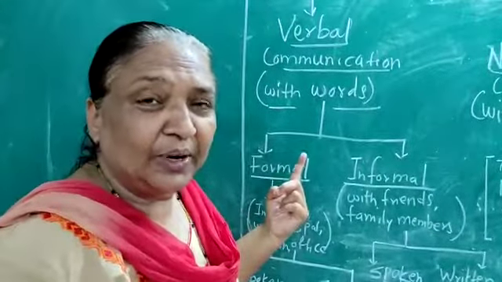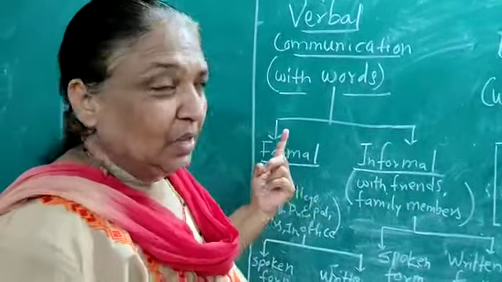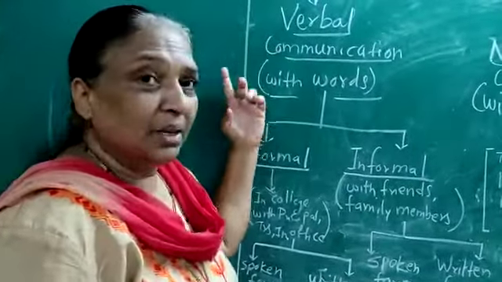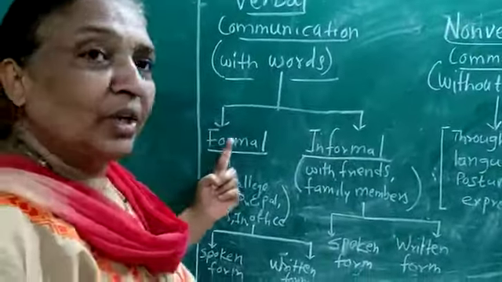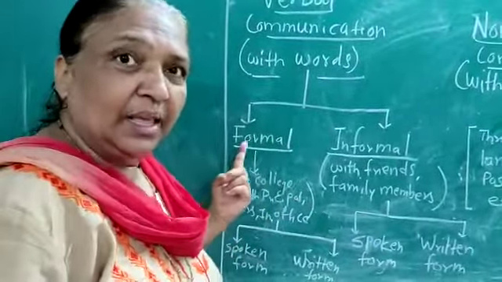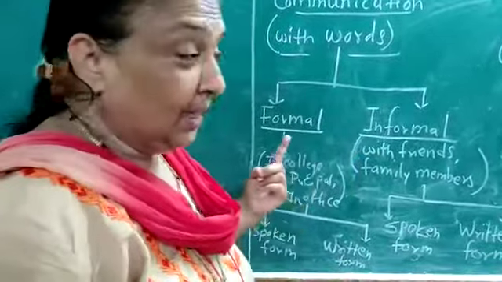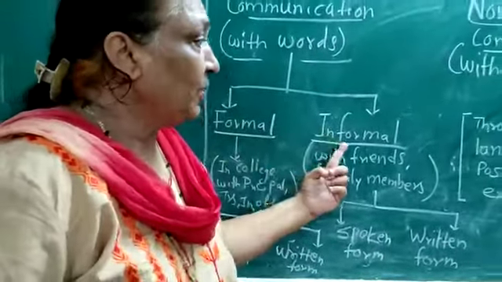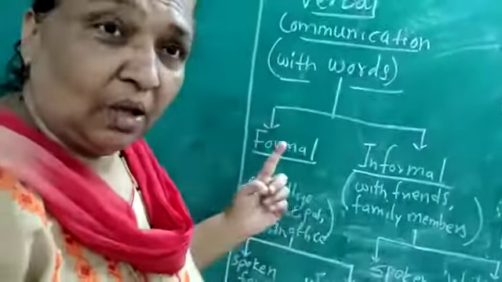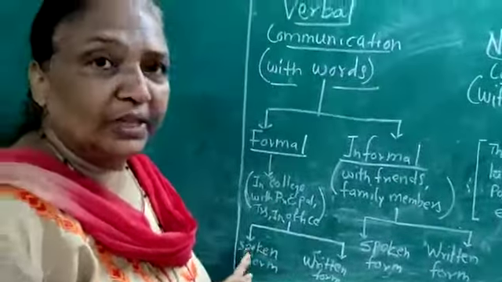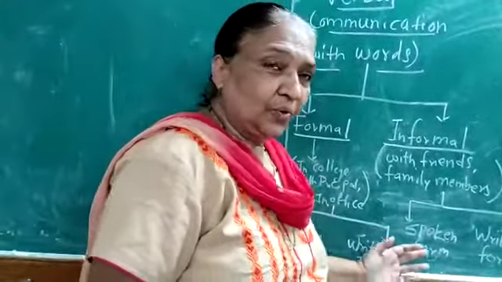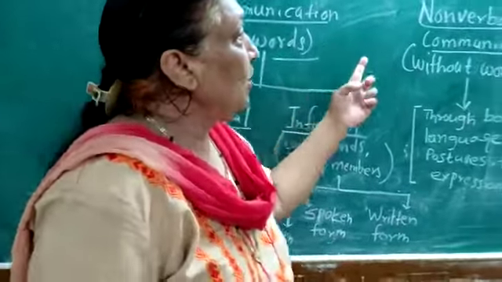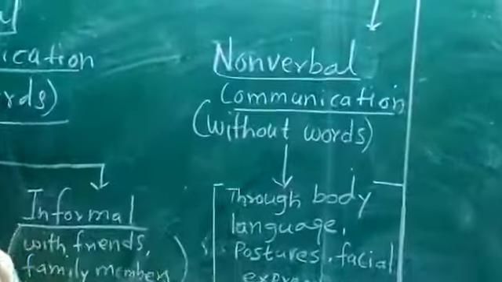So please try to understand these terms. One, verbal communication means with the help of words. Verbal communication is of two types, formal and informal. Again, formal and informal, they are of two forms. One is spoken form and another is written form. So friends, now we will go to the non-verbal communication.